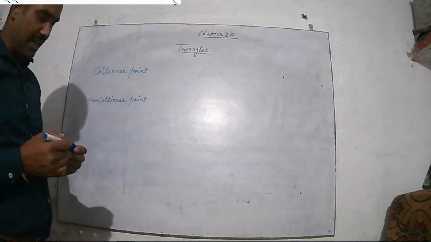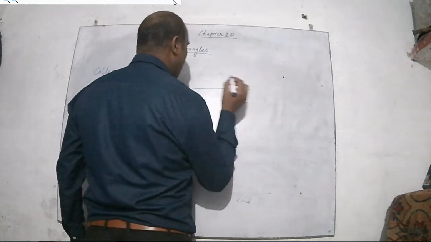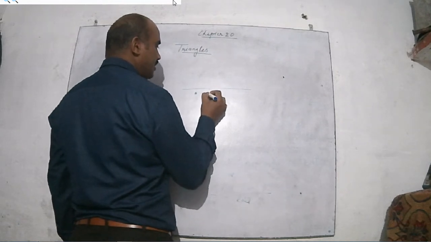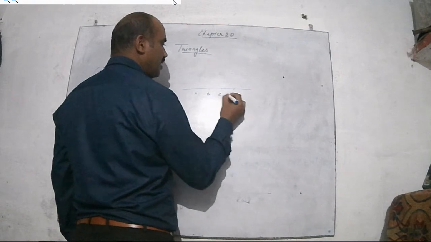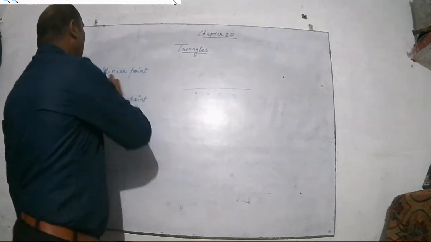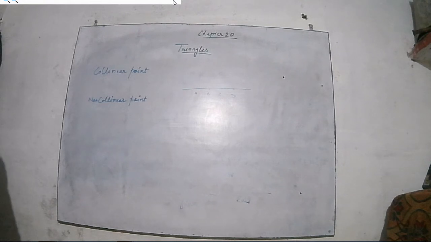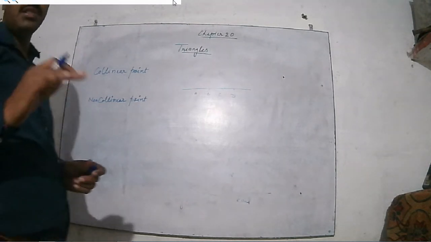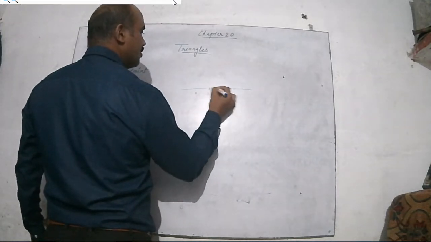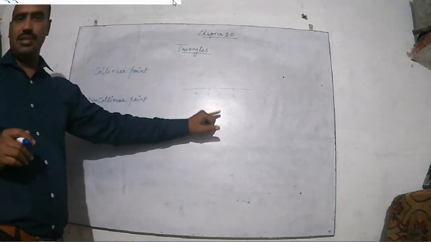Collinear points means suppose there is a line. This is a line segment and we take some points here. Suppose this is our point A, this is our point B, this is our point C, this is our point D. Collinear points are those points which lie on the same straight line. So this is our straight line and these are the points which lie on that straight line, called collinear points. Hope that you understand that.